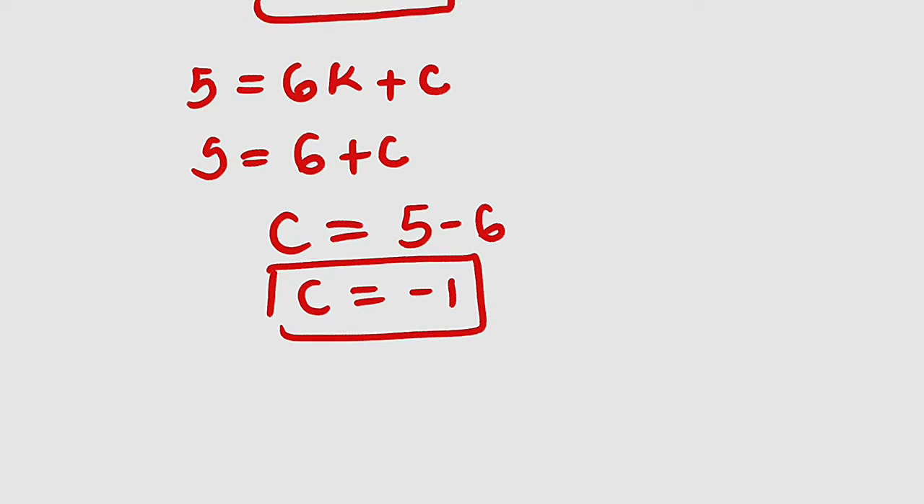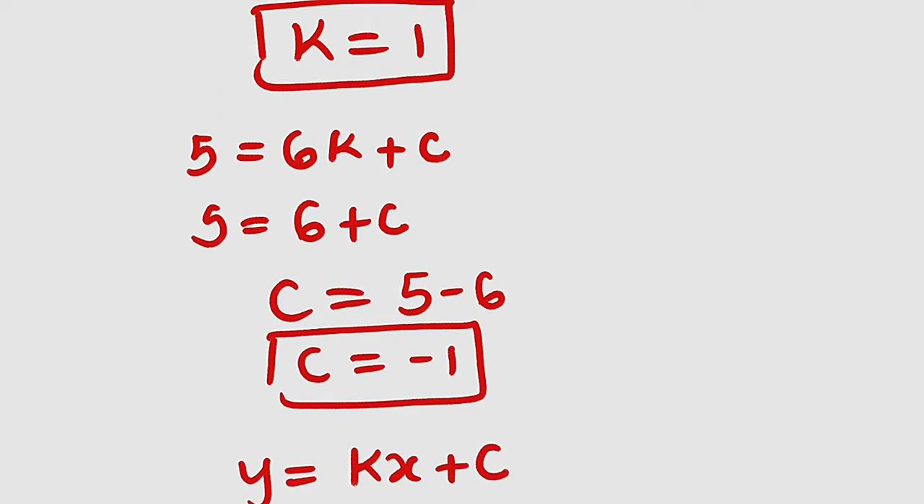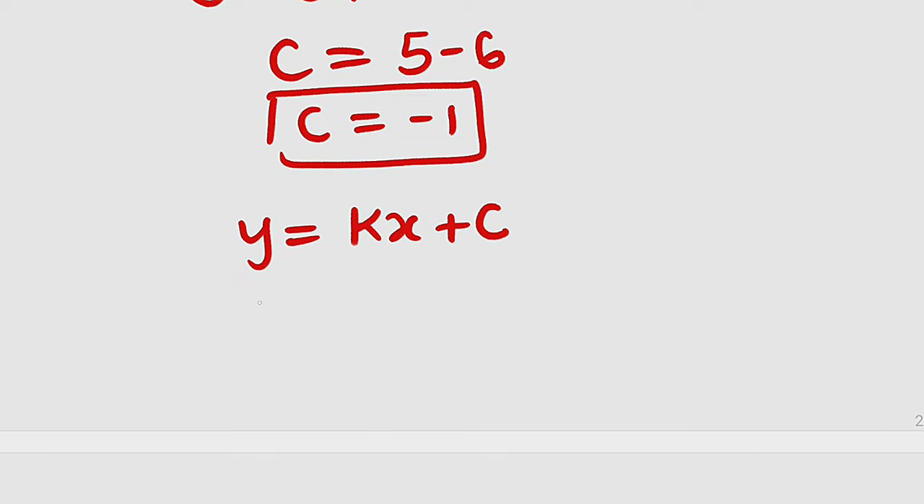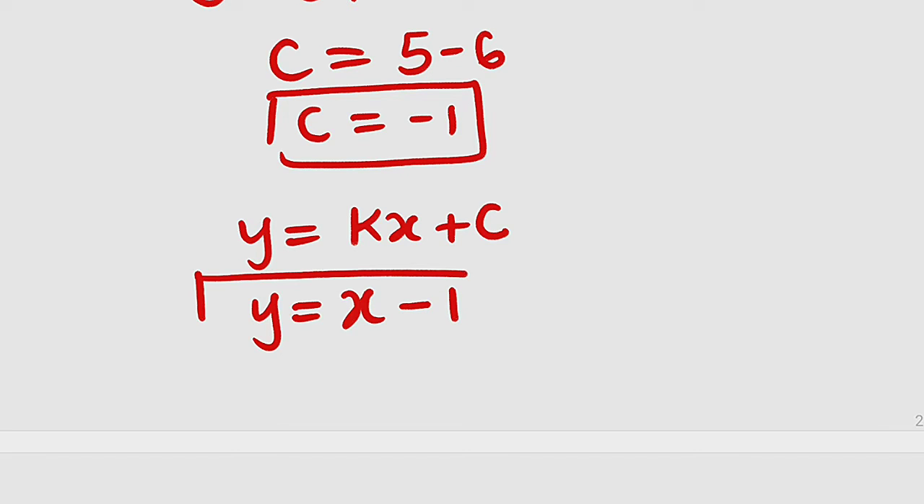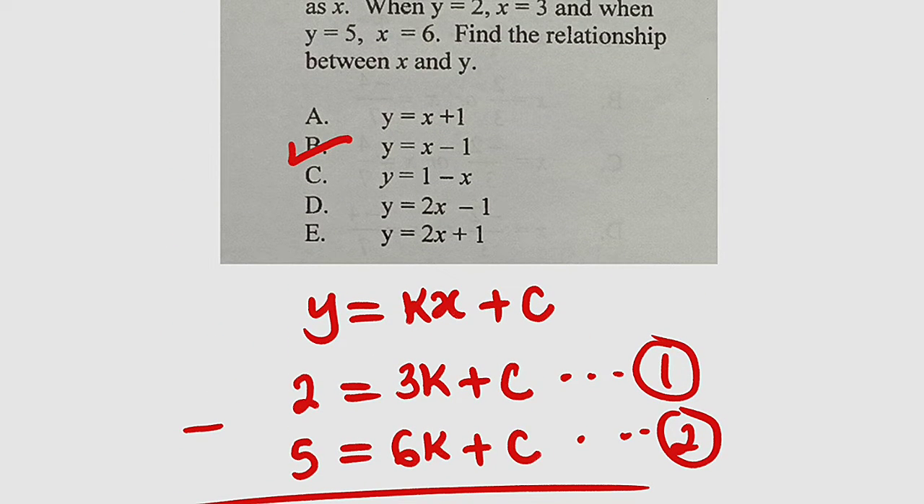Then we plug them back. Remember, the relationship is y equal to kx plus c, for which k is 1 and c is negative 1. So we have y equals k, which is 1, and 1 times x is x. Then c is negative 1. So this is the relationship between y and x. Let's check the options, which is option B, y equal to x minus 1.